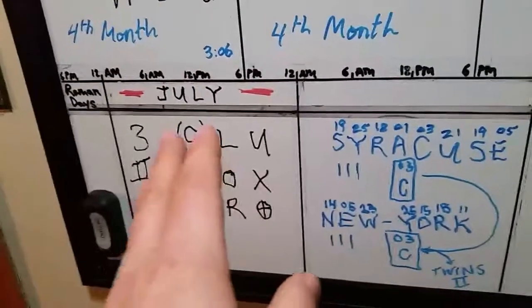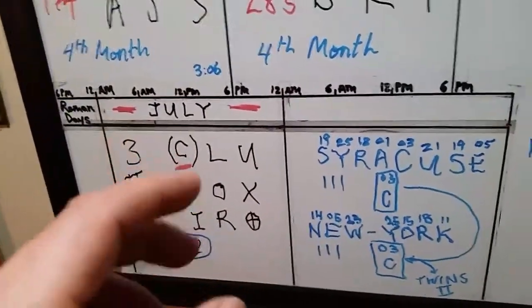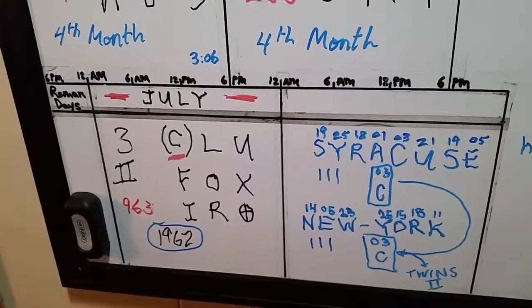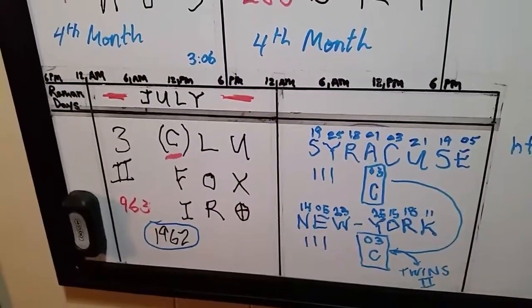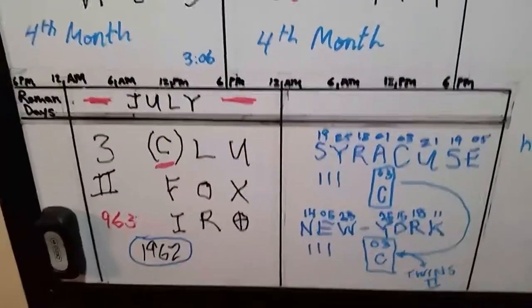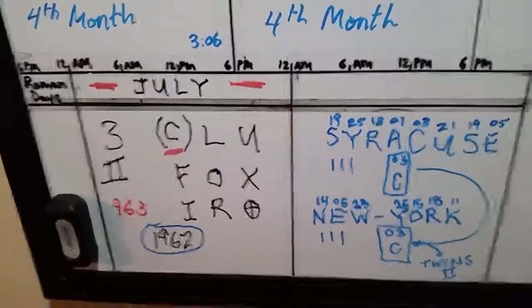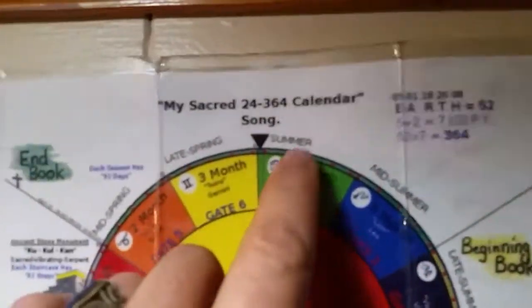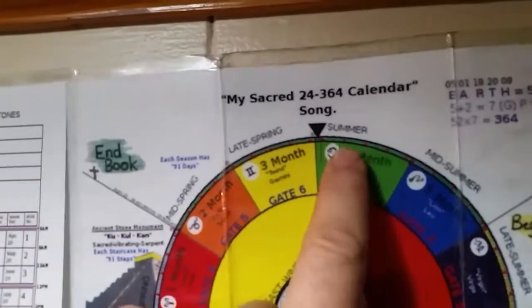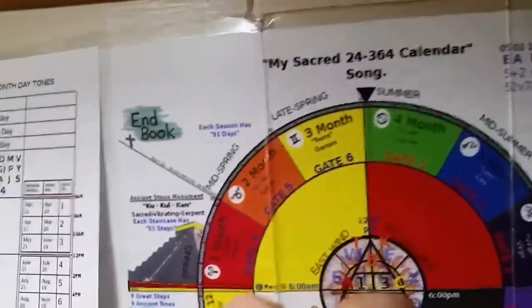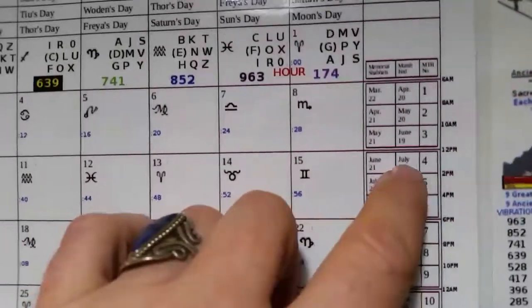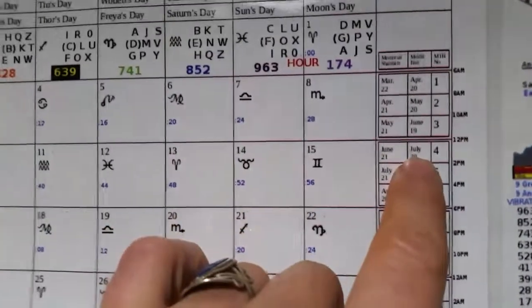So once we know the date we're looking for, then we take our calendar and figure out at what point, what month on my sacred calendar, my spiritual calendar, July 3rd comes up. In this case, it's coming up in the 4th month, the 1st month of summer. All right, so when we look on here, we want to find where July 3rd comes up. We see the 4th month ends at July 20th.